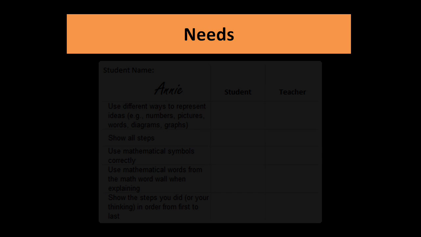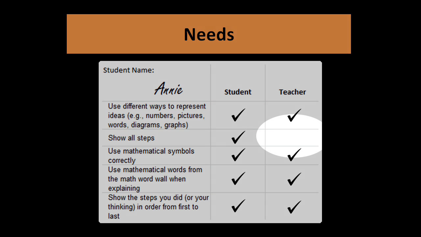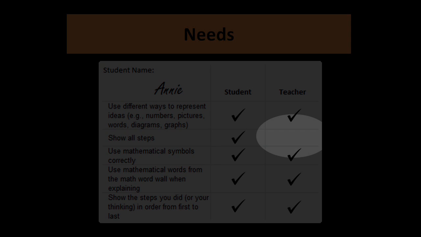The feedback checklist can serve two purposes. 1. It will help the teacher identify the specific strengths and areas of need. 2. It will communicate the needs to the student and assist in student goal setting. Feedback to the student must be done in a timely manner. In this example, while Annie feels that she has met the criteria of showing all the steps, the teacher has identified this as an area of need.